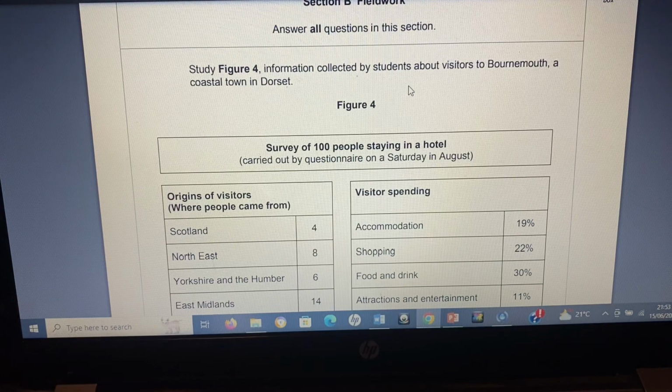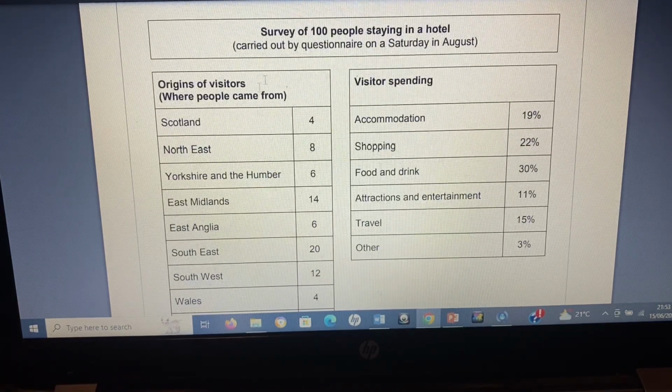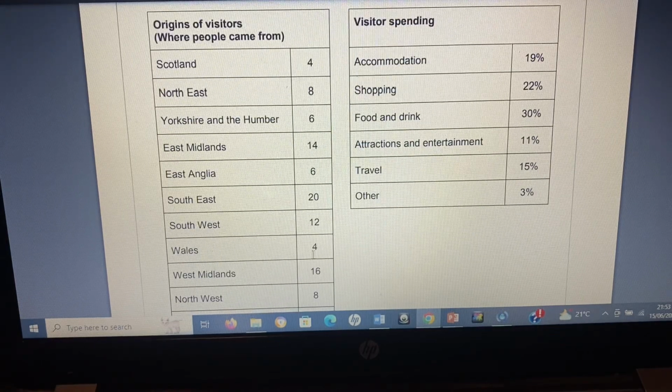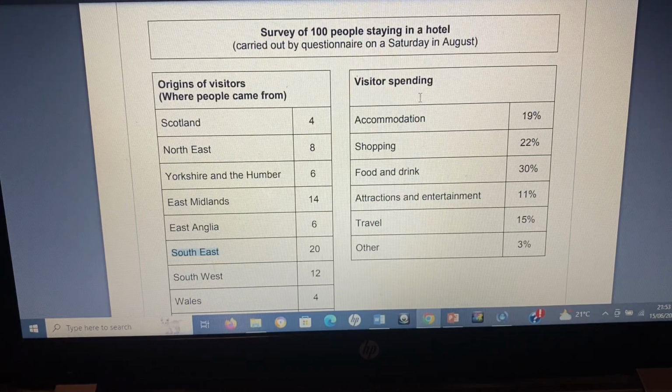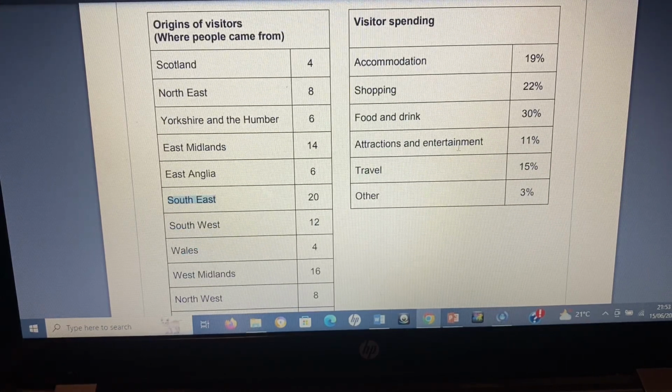Study figure 4, information about visitors to Bournemouth, a coastal town. So you can see it's a survey. You need to clock on to things like, okay, it's a survey of 100 people. You need to be critical, thinking, okay, 100 people, is that a huge sample size? It was done on a Saturday, so you need to look at little things just to get an idea. The origin of visitors, where they came from, I can see a lot of people came from the southeast, and their spending, what they spent most of their money on. Okay, food and drink, it looks like it's pretty high.